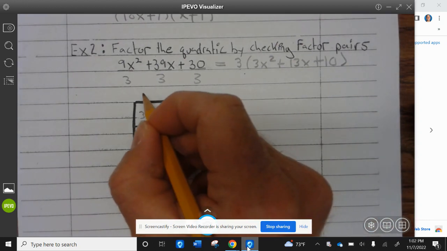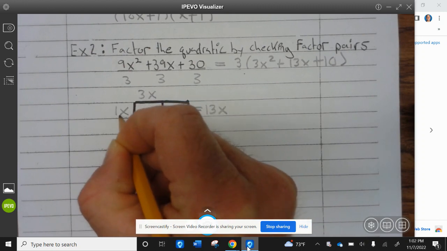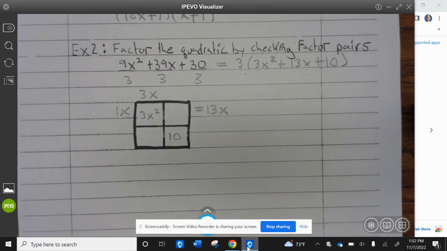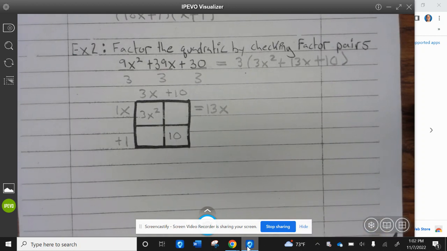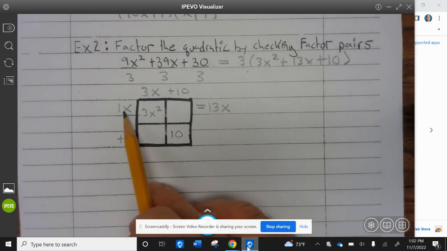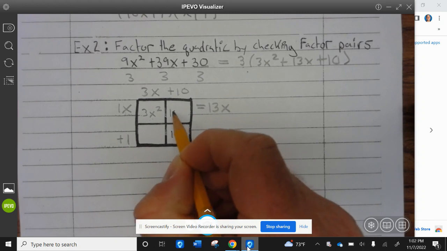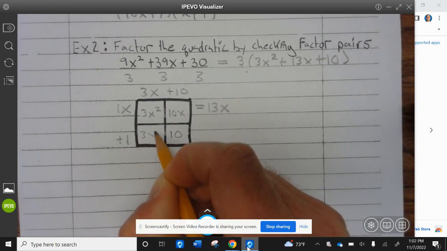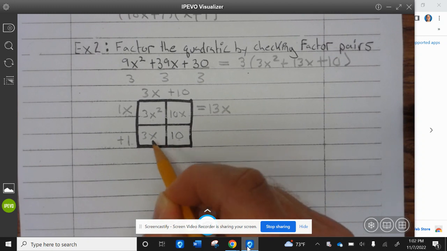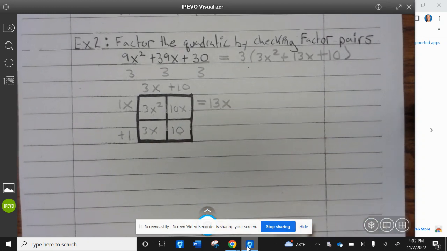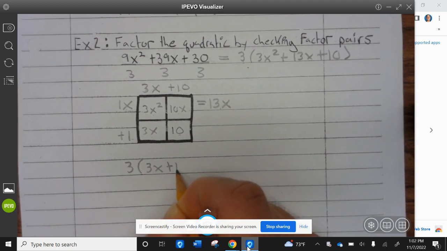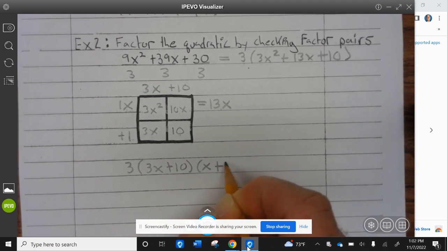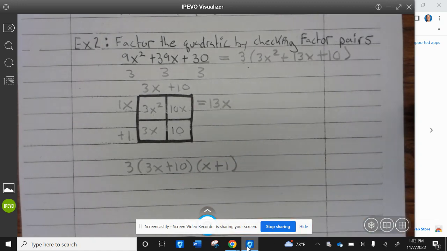Now, the only way to get 3x squared is 3x and 1x. And one way to get 10 is a plus 10 and a plus 1. Now, let's make sure this works. 1x times 3 is 3x squared. 1x times 10 is 10x. 1 times 3 is 3x. 1 times 10 is 10. 3x and 10x combine to be 13x. So our factors are 3 times 3x plus 10 times x plus 1. All right, go and finish up example 2.